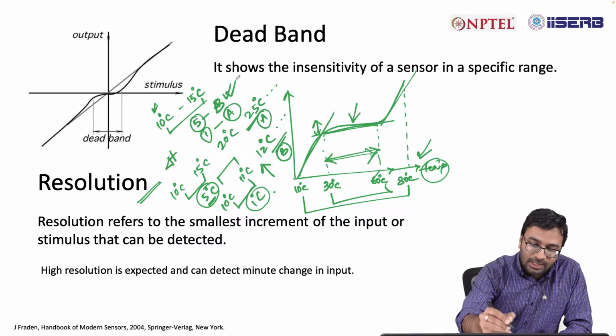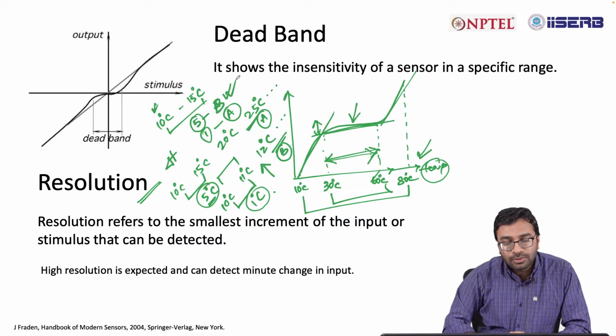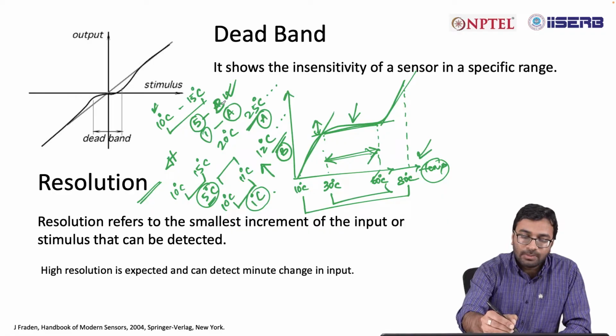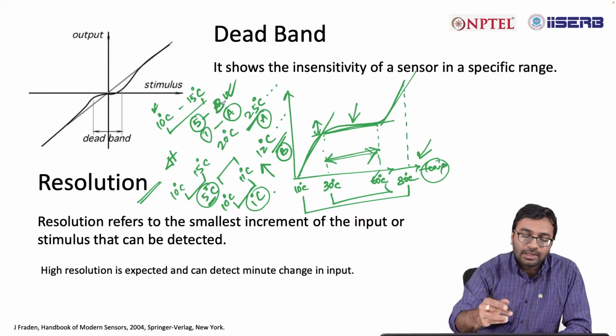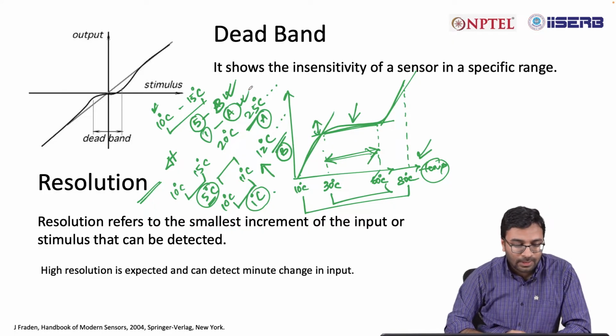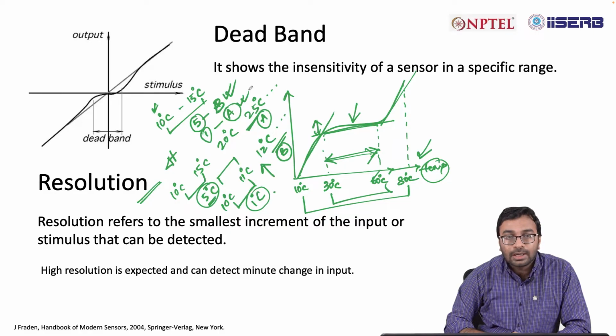So this can detect more number of values, and we will consider the resolution of sensor B to be high or higher than sensor A. Okay, so that is what the resolution is, and we usually target to have a high resolution sensor.